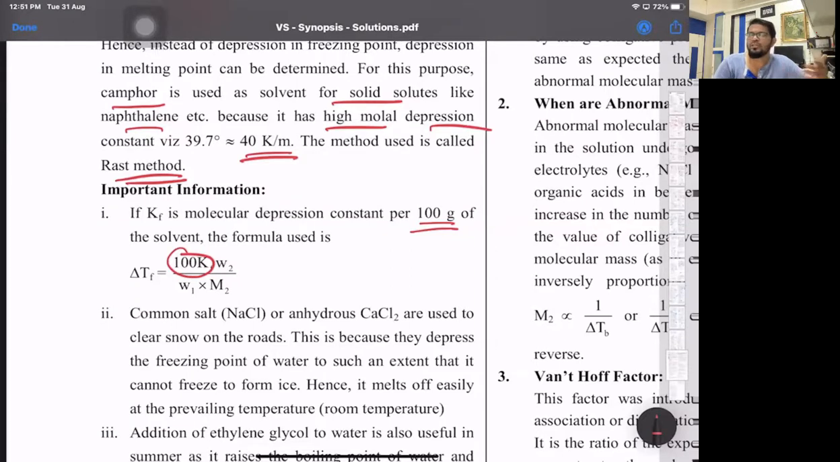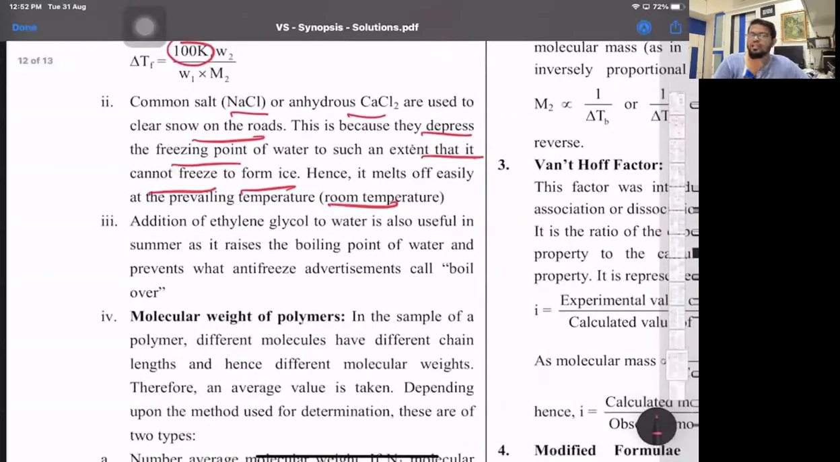Common salt is sprinkled on ice to depress or lower the freezing point of water. NaCl and calcium chloride are used to clear the snow on the roads because they depress the freezing point to such an extent that the water cannot freeze to form ice. Hence, it melts off easily at that temperature. Addition of glycol to water is also useful in summer to raise the boiling point of water and prevents the antifreeze adjuvants from boiling over.